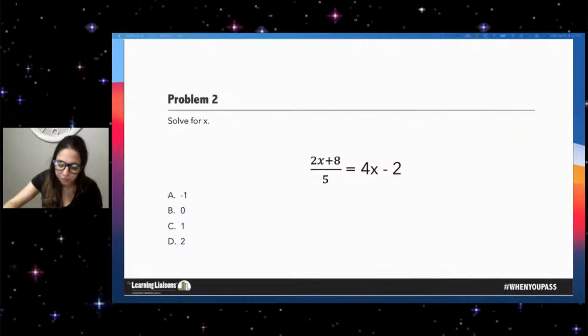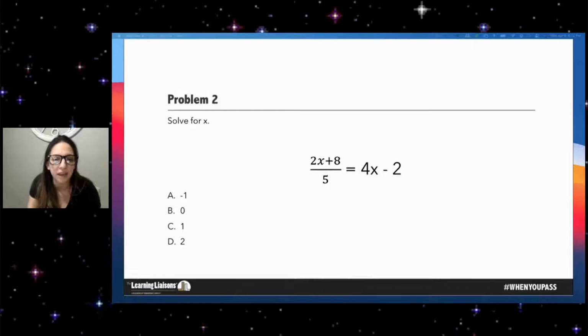All right, solve for x. 2x plus 8 divided by 5 equals 4x minus 2. This is going to be a great question for our middle school, high school, Praxis Core, GK, any of that. This is just solving equations.